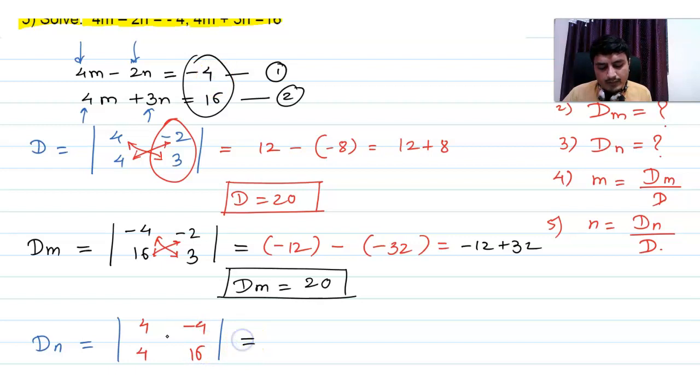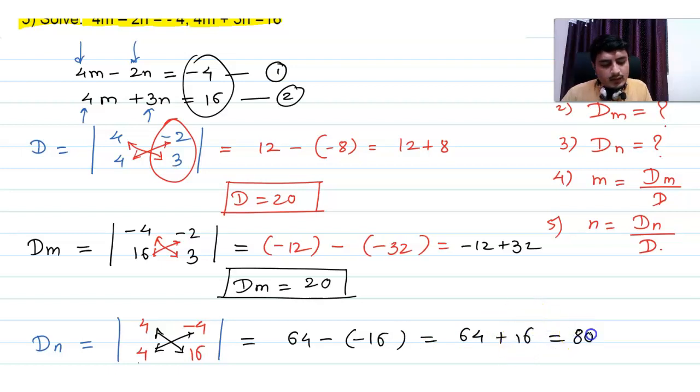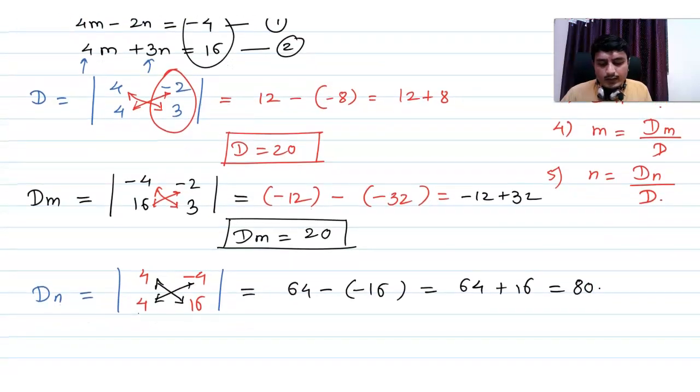Now try to simplify the determinant. Dn principal diagonal elements are multiplication, we have 16 4s are 64, minus of other diagonal elements are multiplication, 4 4s are 16, plus minus we have a minus of 16. Now minus minus is plus, so 64 plus 16 equals 80.